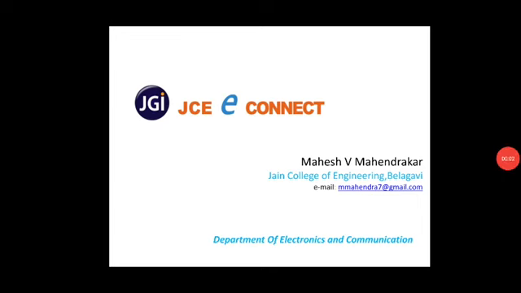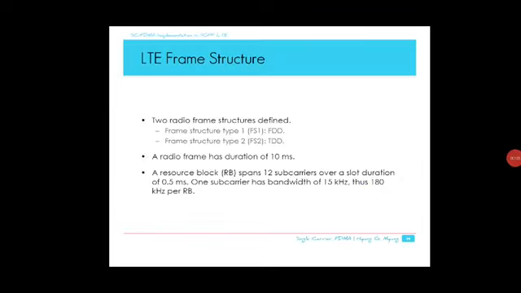Welcome to today's session. In this session, we'll see the LTE frame structure. LTE will be supporting two types of frame structures, type 1 and type 2, FS1 and FS2. FS1 will be supporting the FDD type, and FS2 will be supporting the TDD type. A radio frame has a duration of 10 milliseconds.